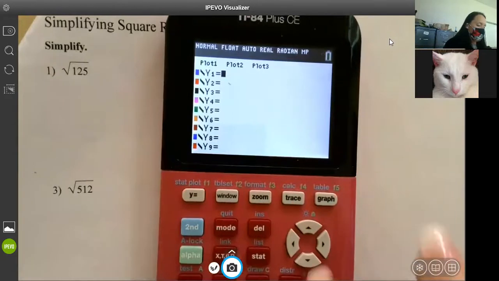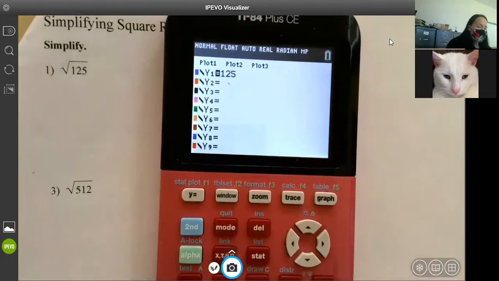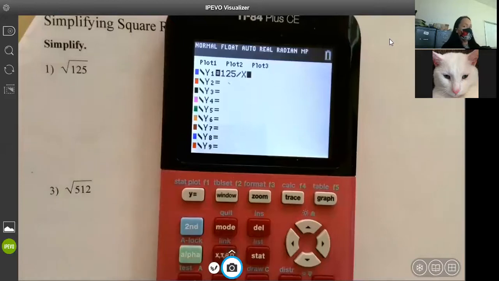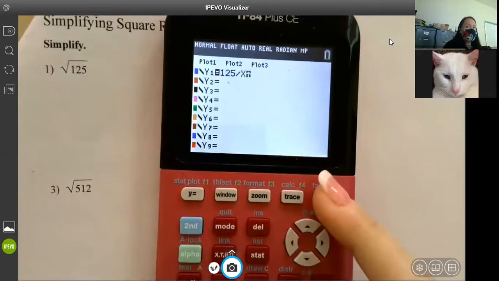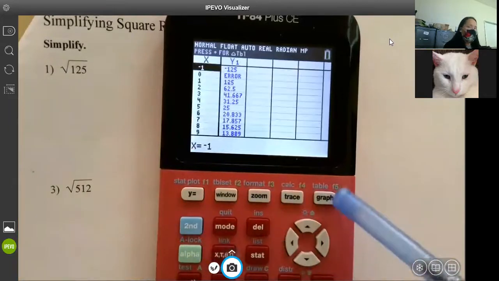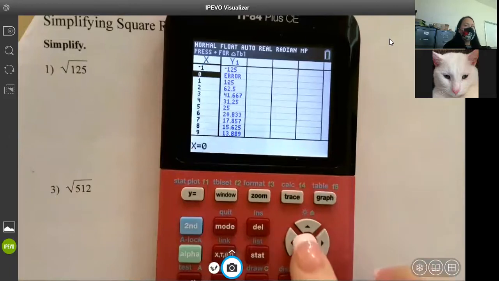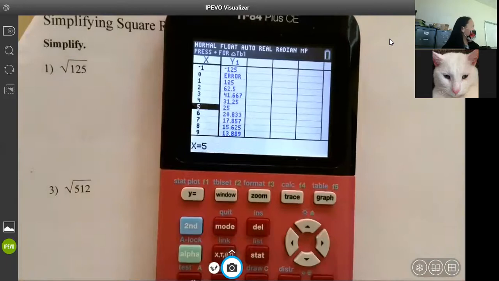Well, I don't guess I've taught you guys at all. You can do 125 divided by x into y equals. So I hit y equals 125 divided by x, and then I go to my table, so second graph. And this will show you your factors. So if you look right here, 5 and 25 are factors.